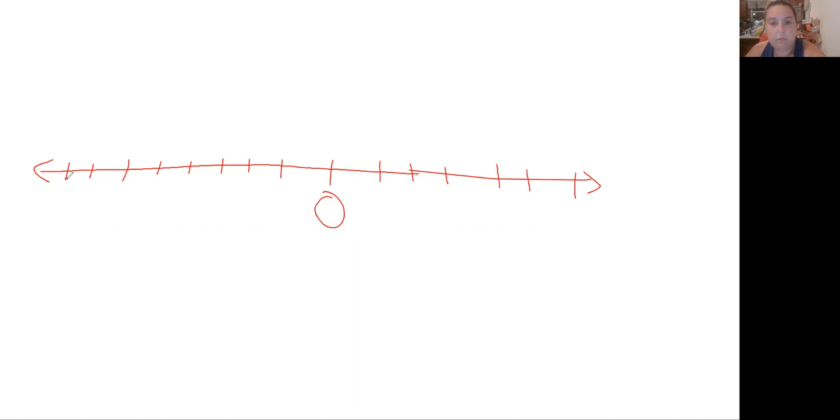Now, everything to the left of 0 is going to be your negative numbers, and everything to the right of 0 is going to be your positive numbers. As you go to the right of 0, your numbers get bigger. As you go to the left of 0, your numbers get smaller.